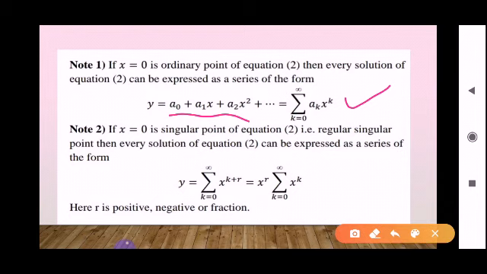Okay, then the second note is, if x equal to 0 is a singular point. Means this was for the ordinary point.